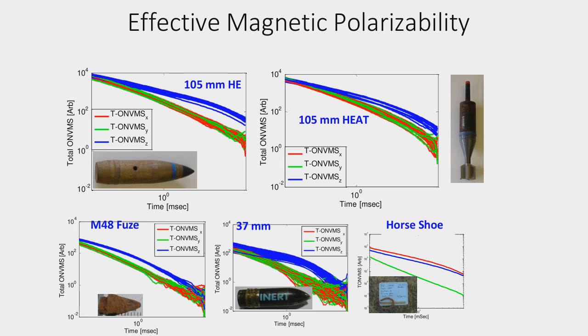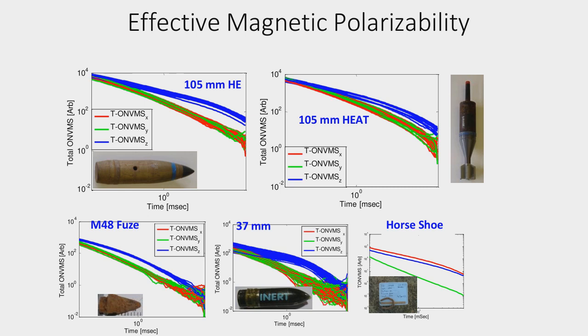Here I am showing extracted polarizabilities from actual data sets. These targets were buried, as I said, at different locations and orientations with respect to the sensor. The main take-home information here is that these extracted polarizabilities are a characteristic of the object.